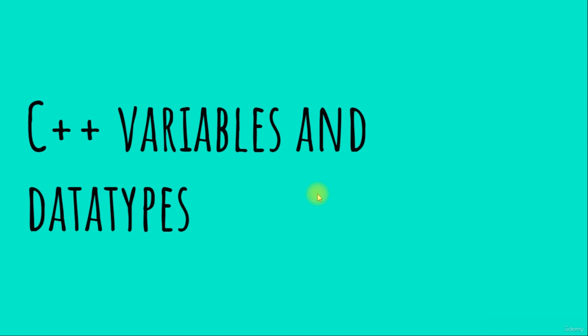So variables and data types, some topics like strings or character type variables or booleans, integers, floats, etc., have been covered in detail in this section.